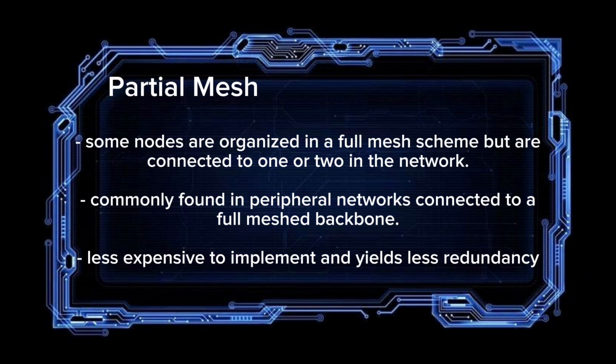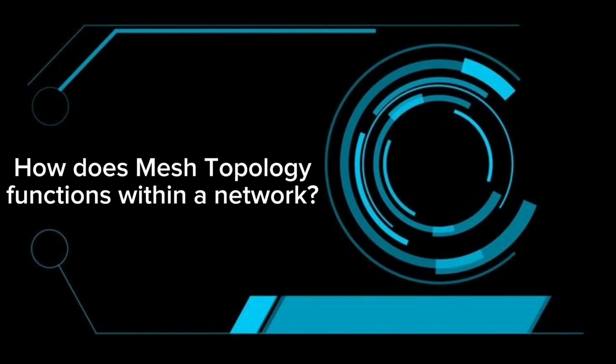With partial mesh, some nodes are organized in a full mesh scheme but others are only connected to 1 or 2 in the network. Partial mesh topology is commonly found in peripheral networks connected to a full mesh backbone. It is less expensive to implement and yields less redundancy than full mesh topology. How does mesh topology function within a network?